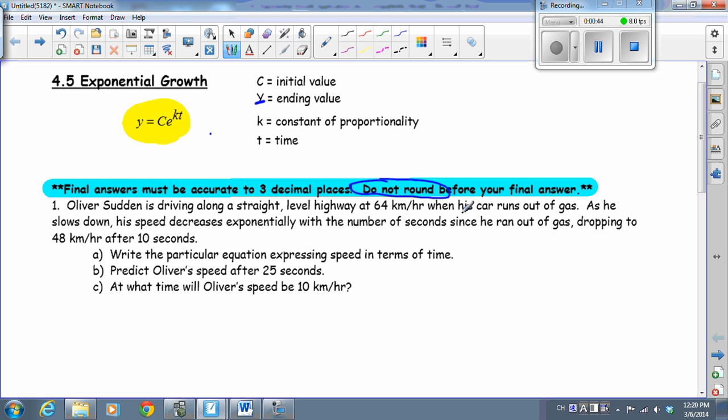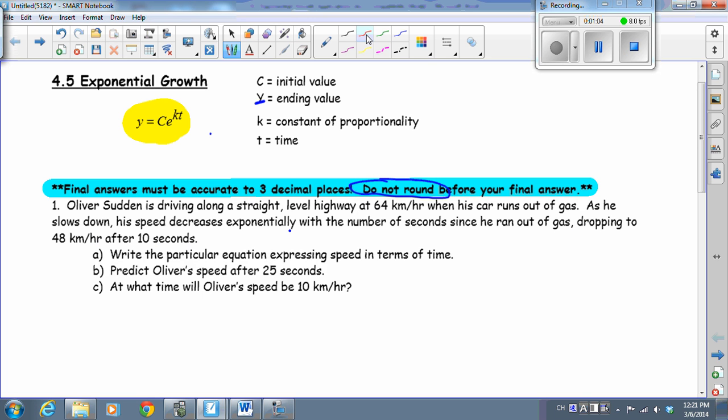Oliver Sutton is driving along a straight level highway at 64 kilometers per hour when his car runs out of gas. As he slows down, his speed decreases exponentially with the number of seconds since he ran out of gas, dropping to 48 kilometers per hour after 10 seconds.